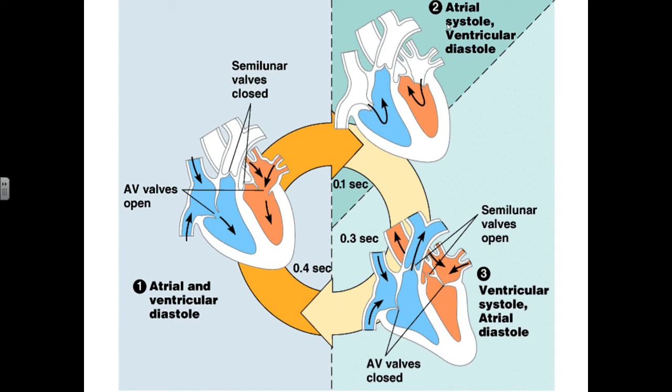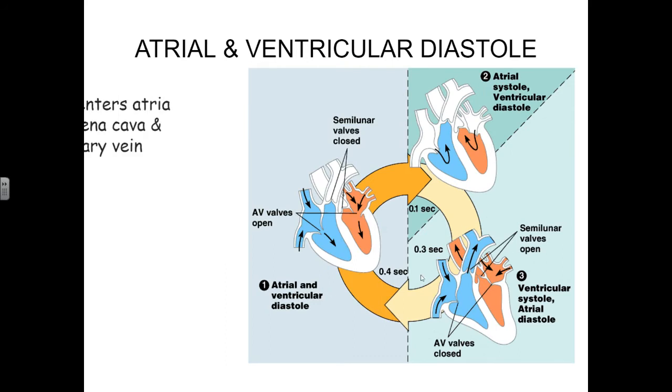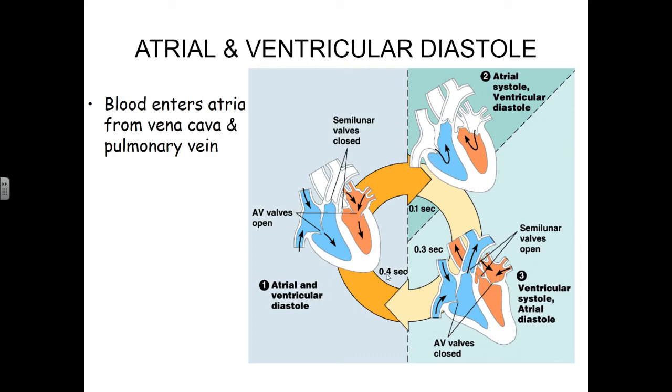You then have atrial systole, which pushes the blood down. Ventricular systole, which when we talk about your systolic blood pressure, that's caused by ventricular systole. That is the pushing up of the blood here. And we can see the timings, 0.1, 0.3, 0.4.